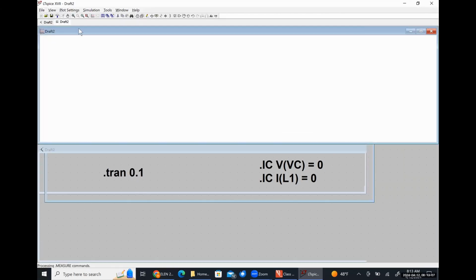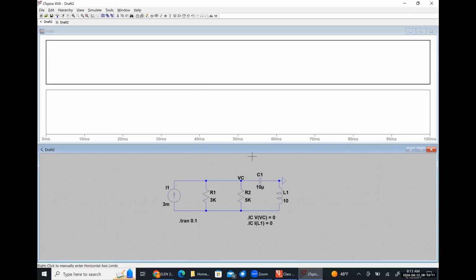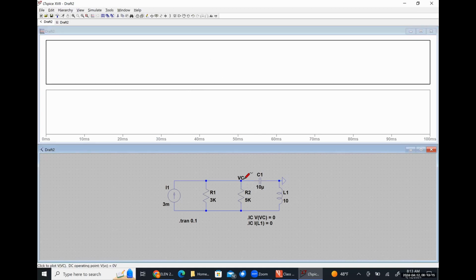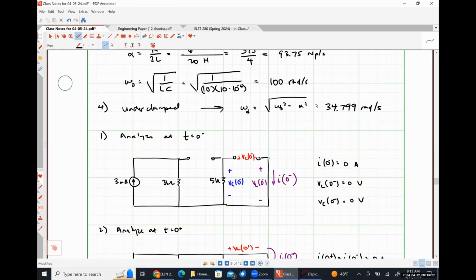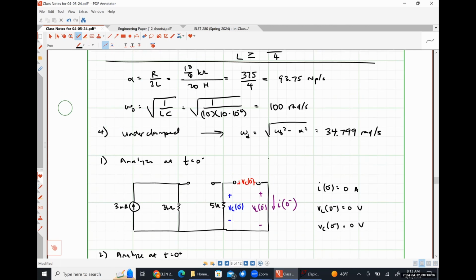So run our simulation. The first thing I'm going to do is add a second plot plane. So in the top one, I want my, was it our capacitor voltage we found first? Was that one of the quantities of interest? Let me look up here. And then the other one was the resistor current. Okay.